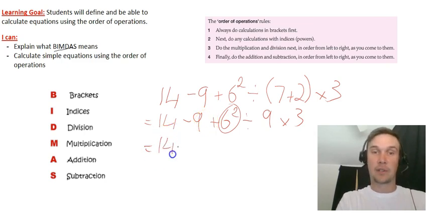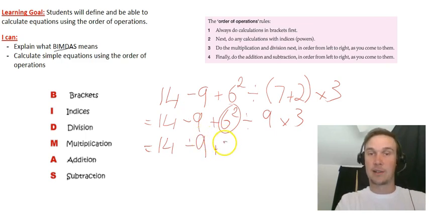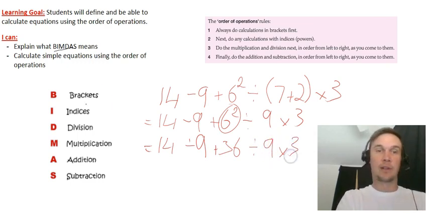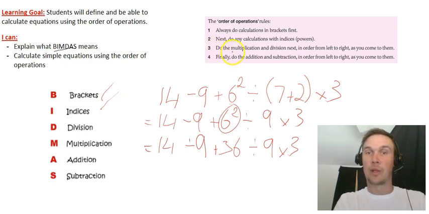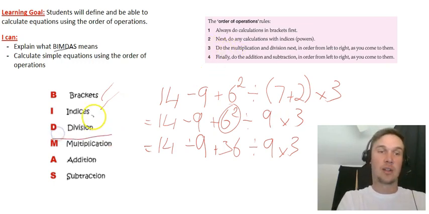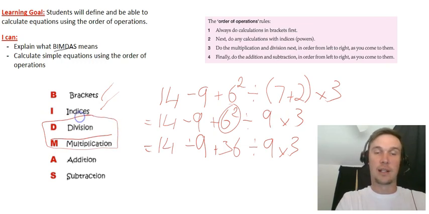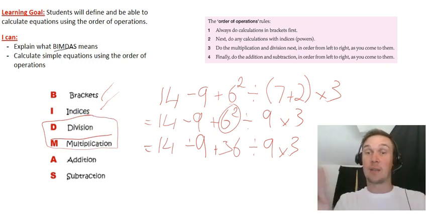So I now have 14 minus 9 plus 6 times 6 is 36, divided by 9, times 3. So I've done these two parts of my order of operations. Now I'll move on to rule 3, which is division and multiplication. So division and multiplication next, in the order that I see them from left to right.